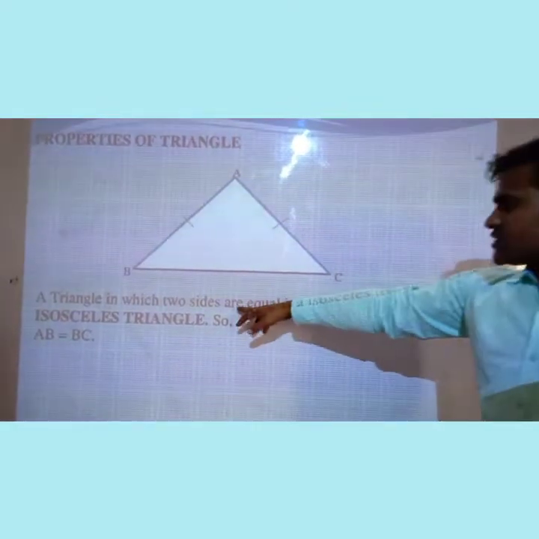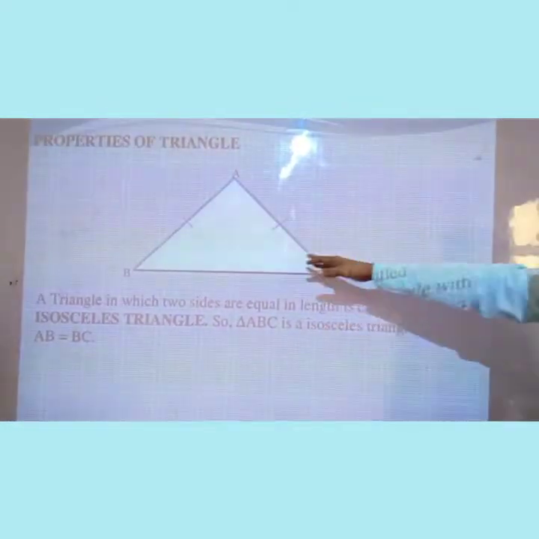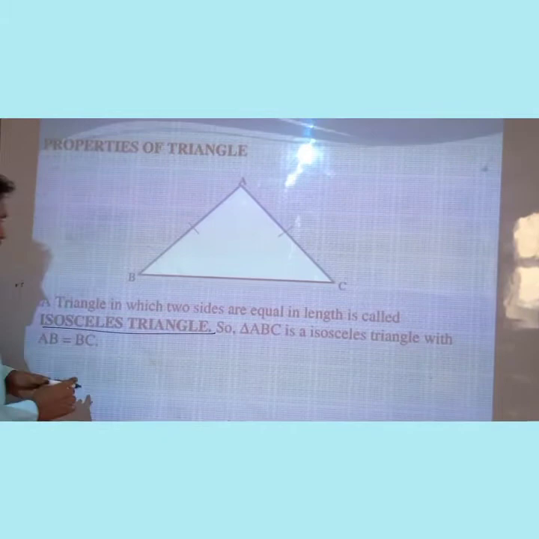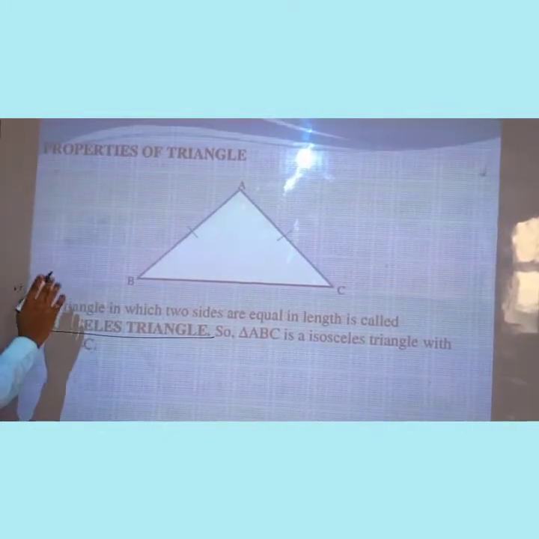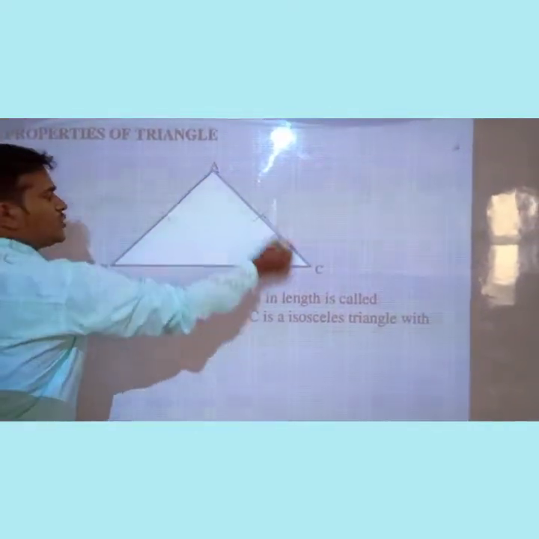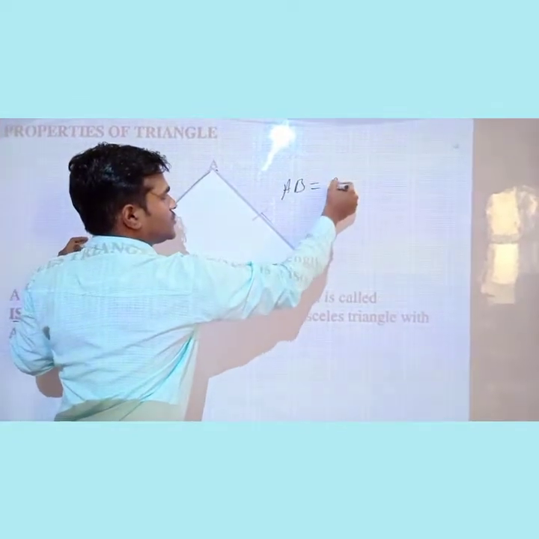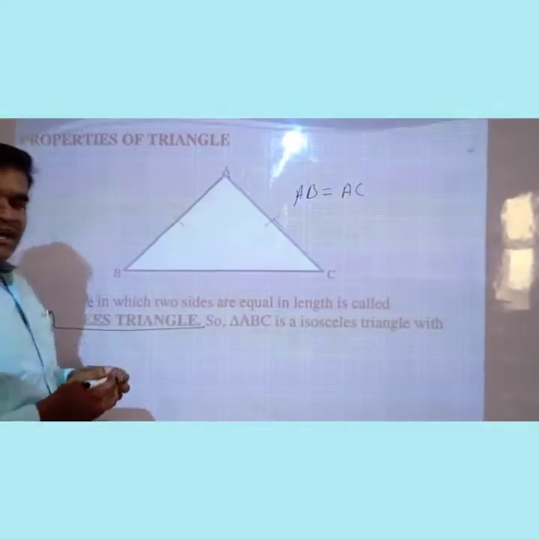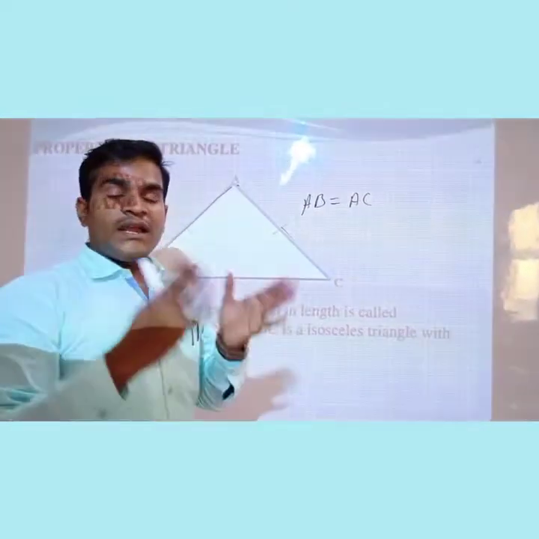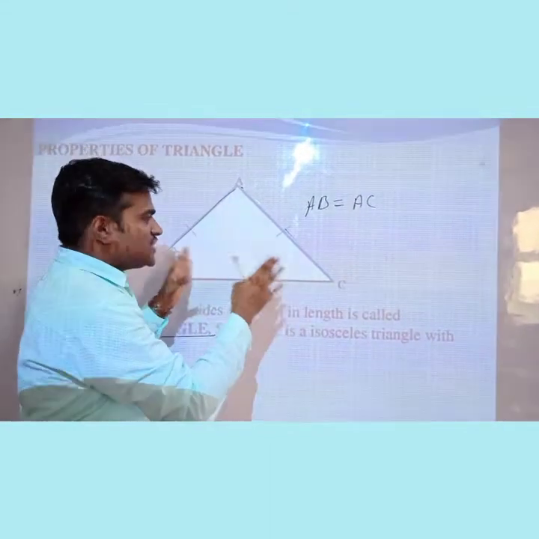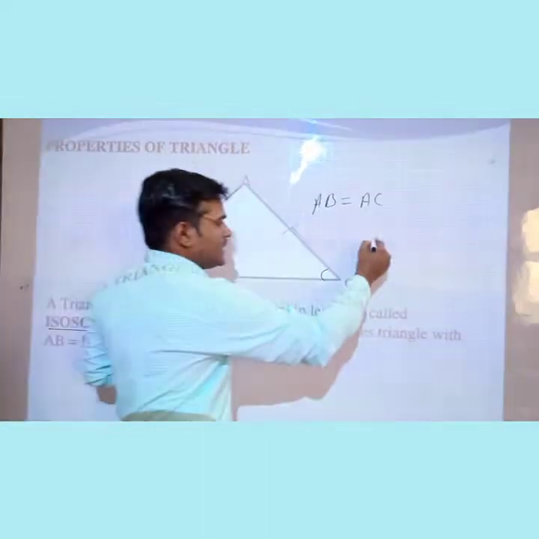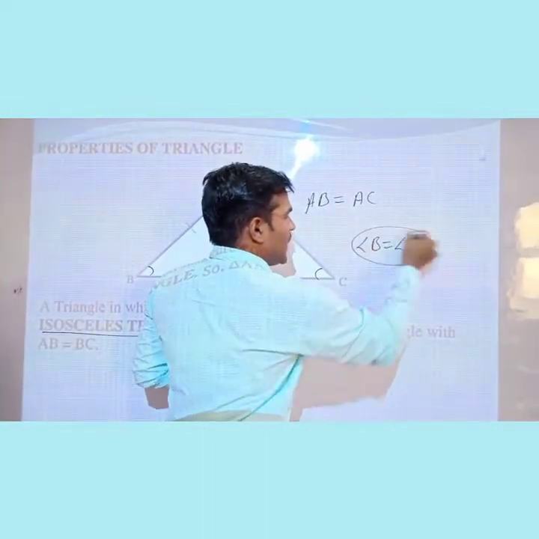A triangle in which two sides are equal, these two sides are equal, that triangle is called an isosceles triangle. And here, children, this triangle ABC is isosceles with AB equal to AC. In class 7 we learned through activities that in an isosceles triangle the opposite angles are equal, meaning angle B is equal to angle C.